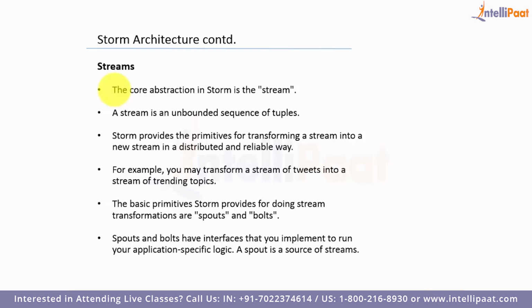The basic primitives Storm provides for doing stream transformations are spouts and bolts, as we have discussed in the previous example. So the stream is a spout and the processing algorithm on top of it is a bolt. Spouts and bolts have interfaces which we may implement to run our application-specific logic. And as discussed earlier, a spout is a source of streams.